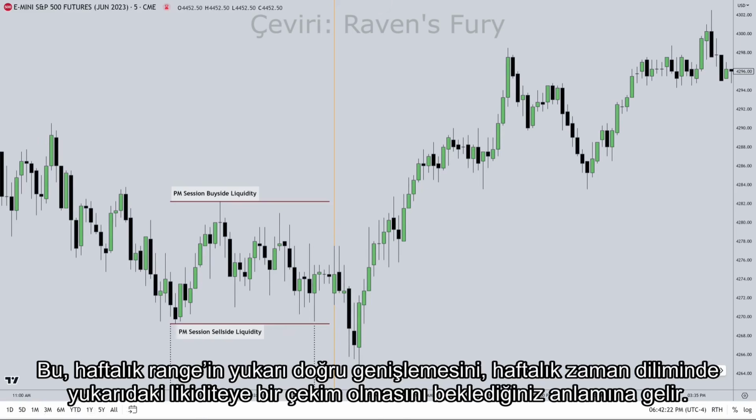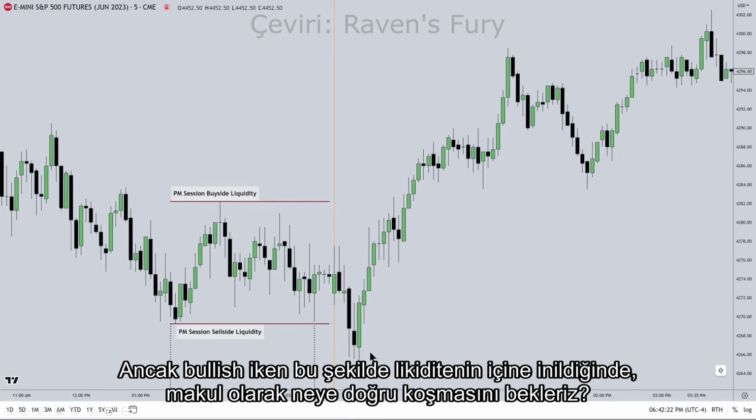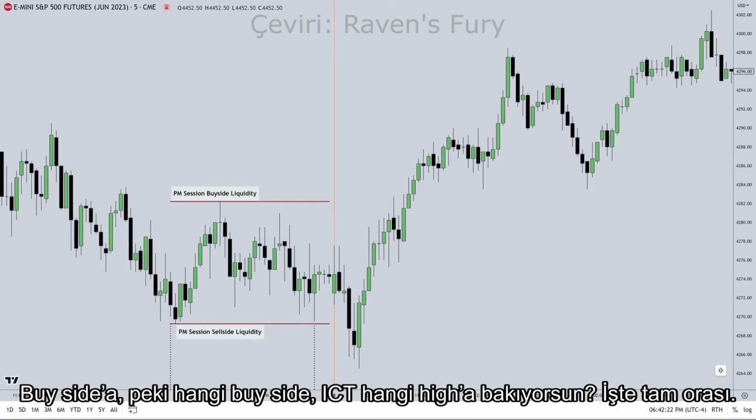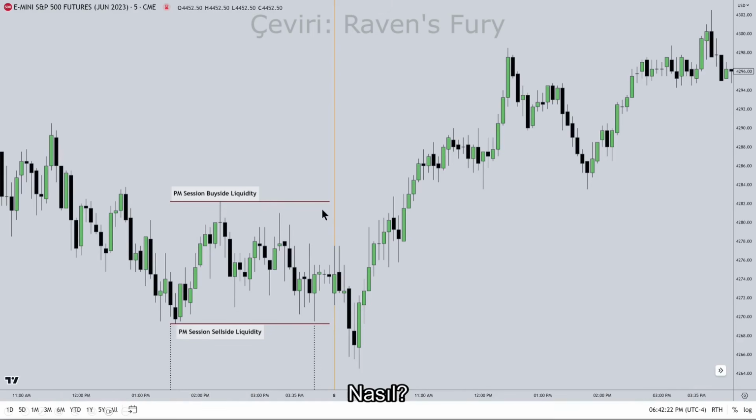If you're going in, that means that you're expecting the weekly range to expand higher. The draw on liquidity higher on the weekly time frame. We covered all that stuff in the previous discussions. But going down into liquidity like this when we're bullish, we would reasonably expect it to run for what? The buy side. Where? What buy side? What high are you looking at, ICT? That one right there. Why? Because it's inside the range between 1:30 and 4 o'clock. How, pray tell, is that complicated?